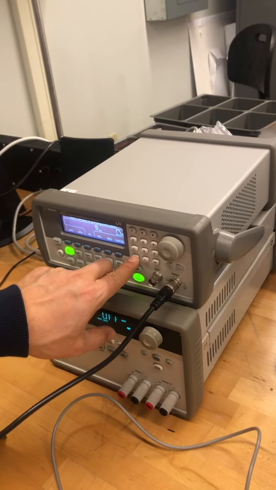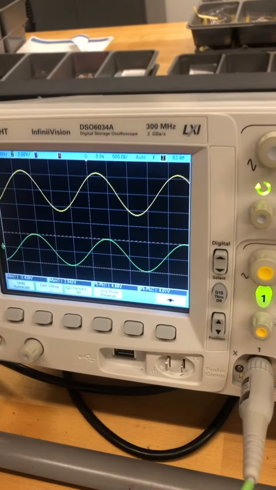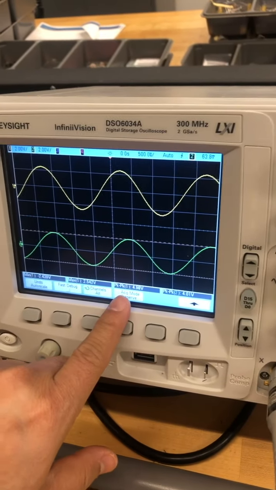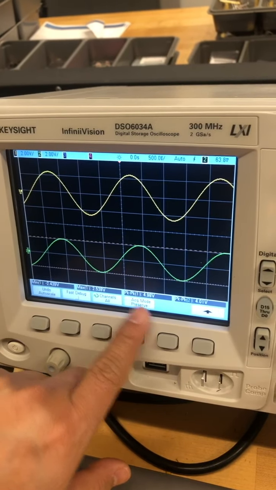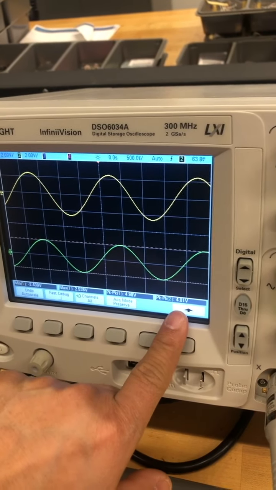Then I'm going to do 500 hertz over here, and also do the auto scale. Now look here, your input signal did not change, it's still 5 volts, right? And your output signal went down to 4 volts now.